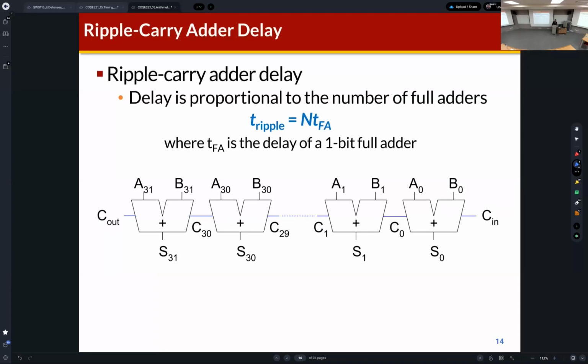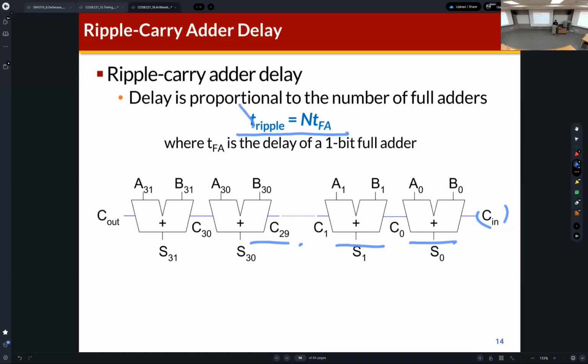When we calculate the delay of this ripple carry adder, we can understand it like this. In this equation, T_FA is the critical delay, that means the longest delay of the full adder. For an n-bit ripple carry adder, the longest delay is n times the longest delay of the full adder. Why? Because the carry is just propagated via full adders again and again. So this is very simple.